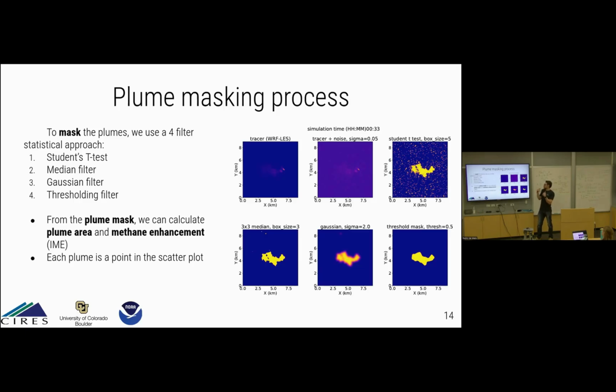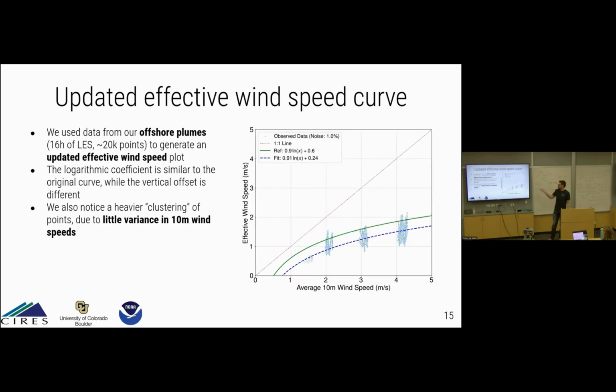And as I told you, we can use this to isolate the effective wind speed and plot the updated effective wind speed curve. And this is what we have right now. So those simulations are still running. What can we see here? In green, you have the original IME curve. And this dashed blue line is our results from our offshore simulations. So as you can see, it seems to be systematically lower than the green curve, the original IME curve.